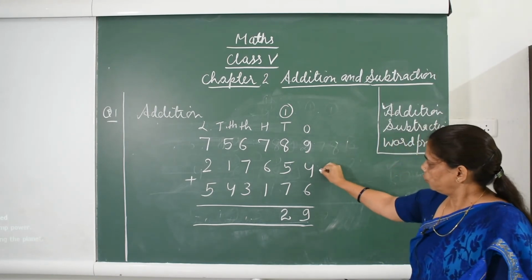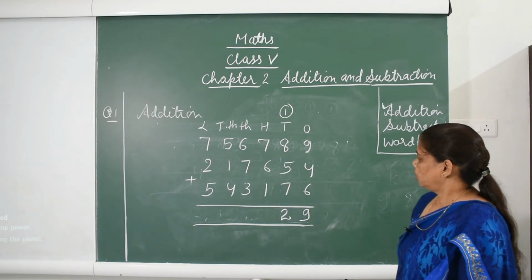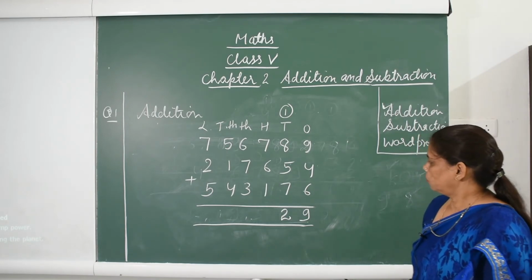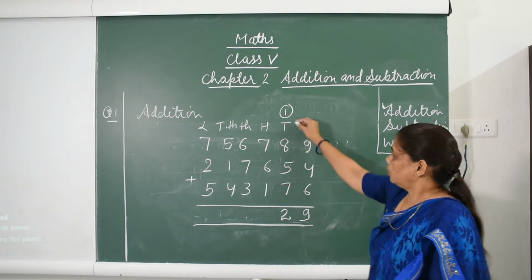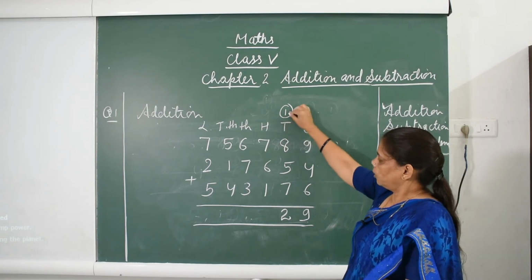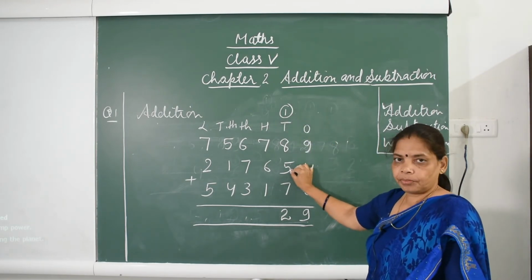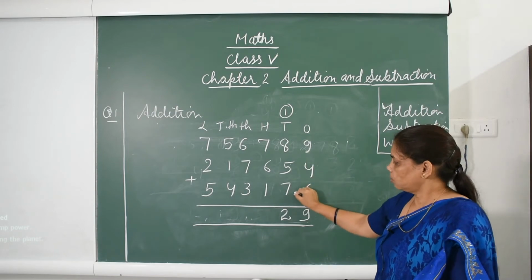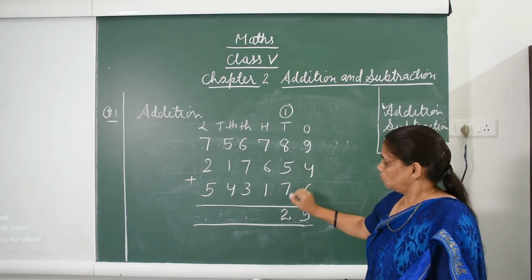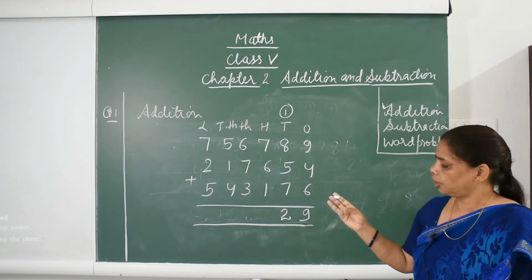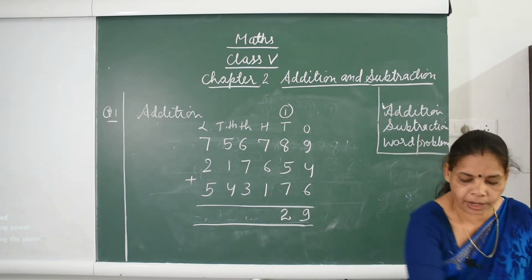Nine plus 4, 13. 14, 15, 16, 17, 18, 19. Carry 1. 9 plus 1, 8 plus 1, 9. 9 plus 5, 14. 14 plus 7: 14, 15, 16, 17, 18, 19, 20, 21.